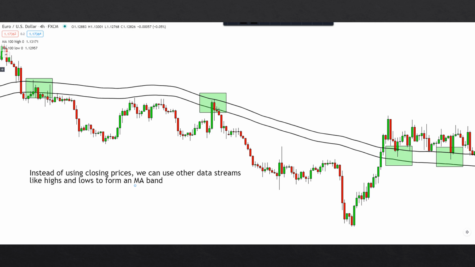One of them has the last 100 highs as the source, and the other has the last 100 lows as the source. The two moving averages combined form a dynamic band that can work as a supply and demand zone in certain situations, like we can observe in the green boxes.